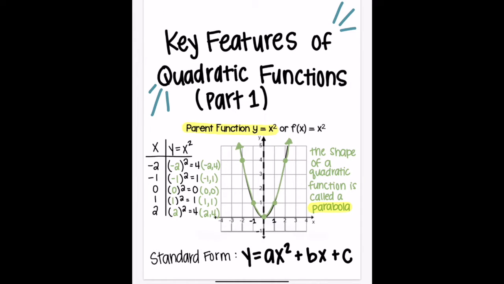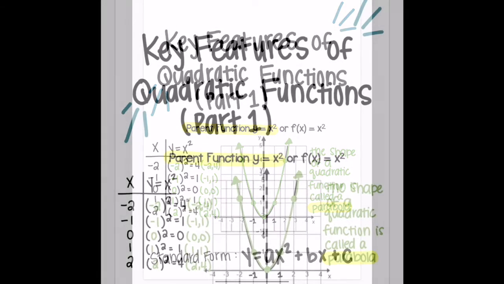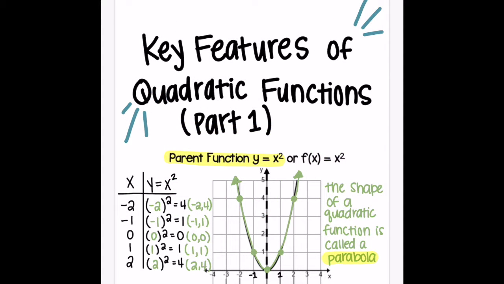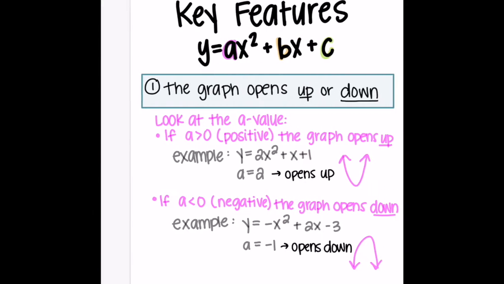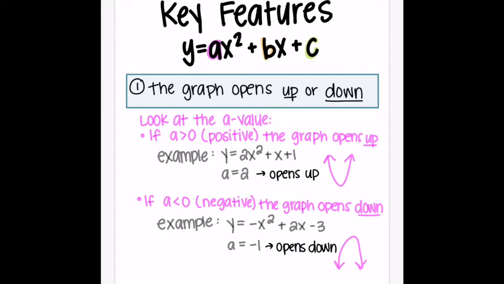Alright, so now let's talk about the actual key features of a quadratic now that we know what a quadratic function is. As we talk about the key features, I would highly encourage you to write these things down. I have all the notes written out, and we're just going to talk through each key feature. The first key feature that we'll talk about is whether the graph opens up or opens down.